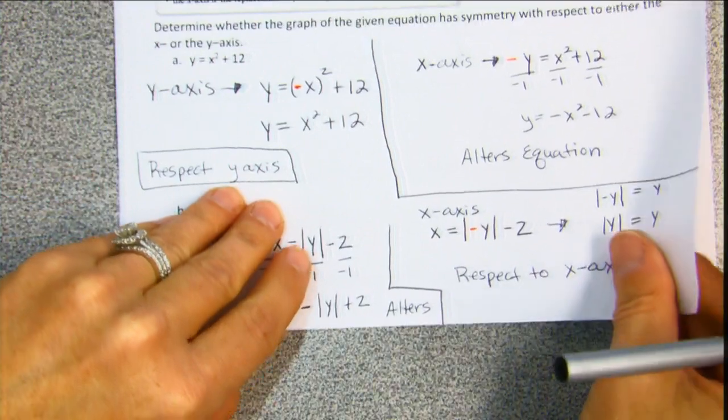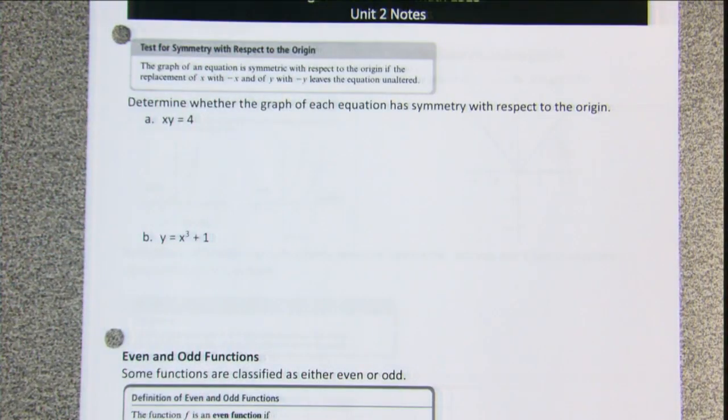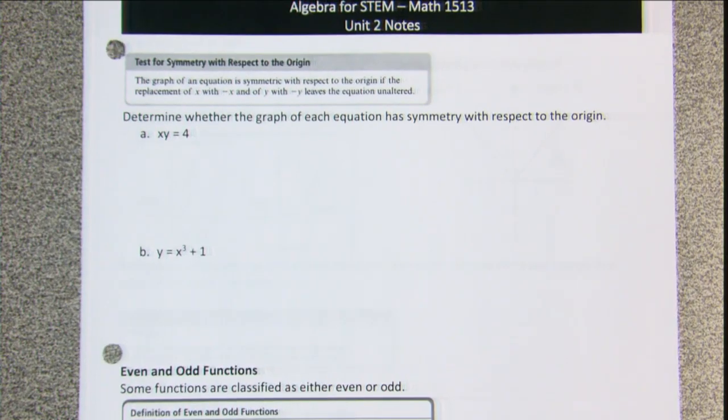Okay. And then just another way to start talking. Oh, this one's the origin. What do you think we're going to do to the variables with x and y? We're going to put negatives in front of both of them this time, and then see if, when you simplify it, it changed or not.